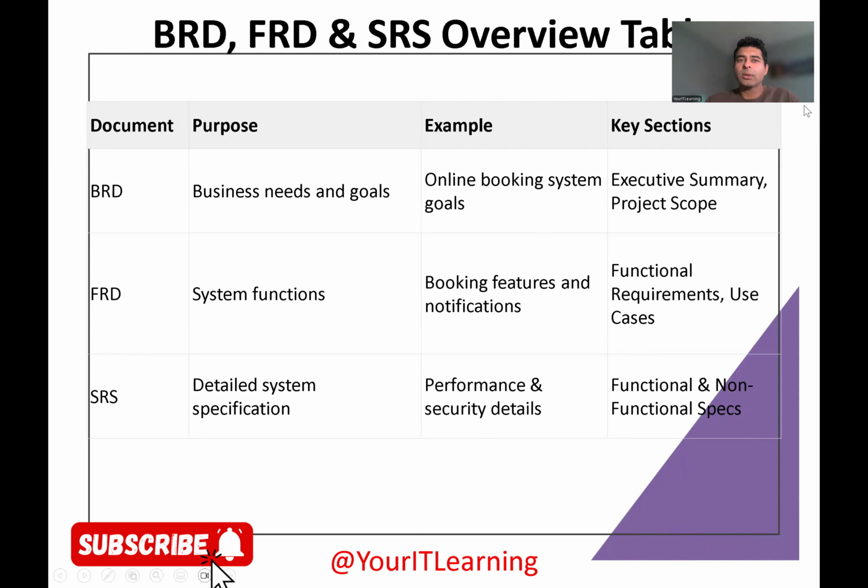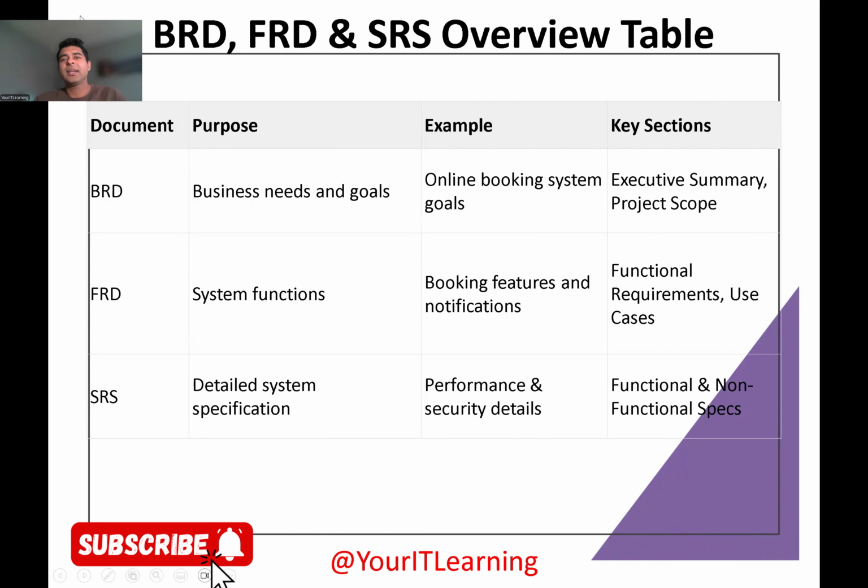So let's talk about all these three, BRD, FRD, SRS, in a table view. Document: BRD. What is the purpose? Business needs and goals. The example is an online booking system. Key sections will be executive summary and project scope. FRD will be system functions, booking features and notification.